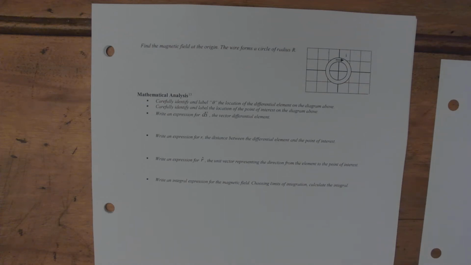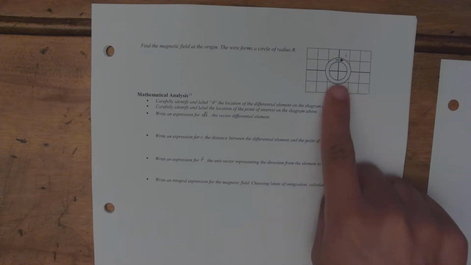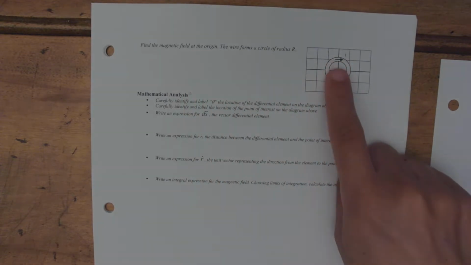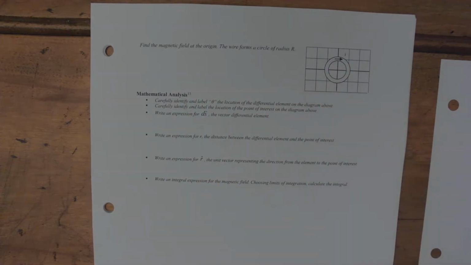This is problem 44 from the magnetic field. We have a circle of radius r, and we want to find the magnetic field at the origin, and we have a current I flowing in the clockwise direction. We're going to follow the steps they outline for us in order to successfully solve the integral.